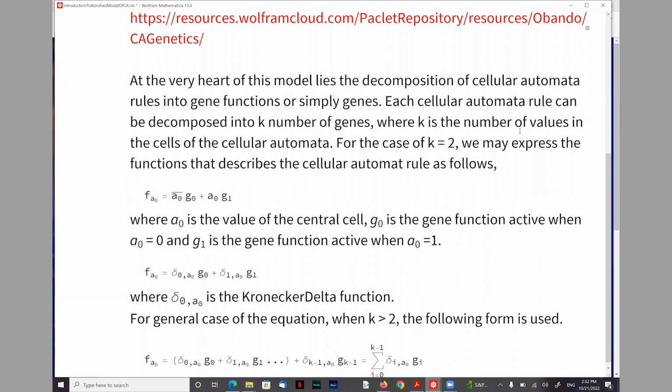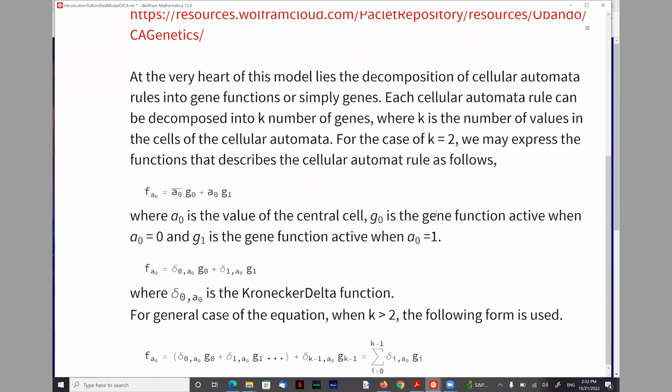Now, to generalize that, I did that using the Kronecker delta. And for k values greater than 2, of course now that becomes a summation of those using the Kronecker delta, like this. And this is the basis for the start for all this work.